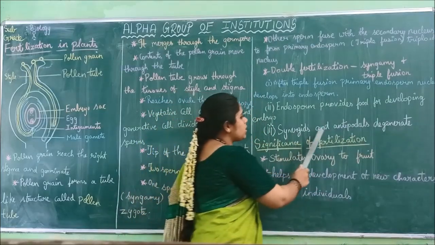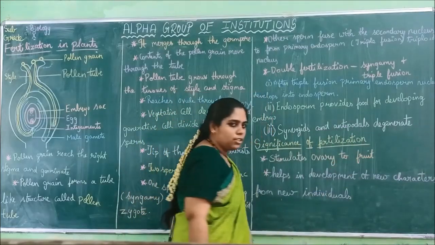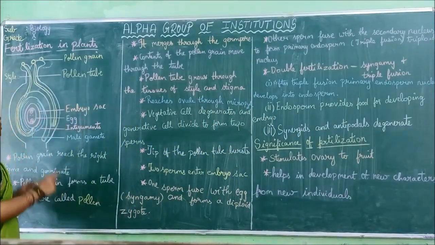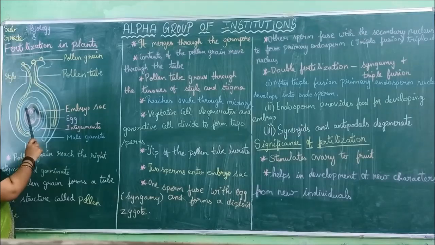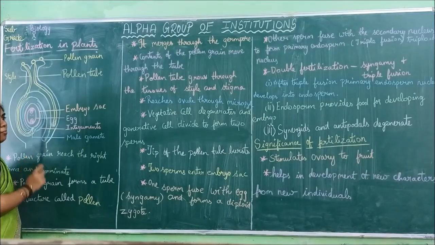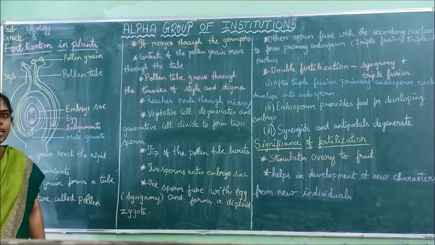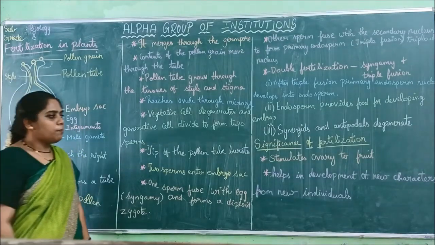And synergids and antipodals degenerate. They disappear later. So, where are the synergids? These are the synergids. Synergids and the antipodal cells also disappear. So, this is the fertilization that takes place in plants.